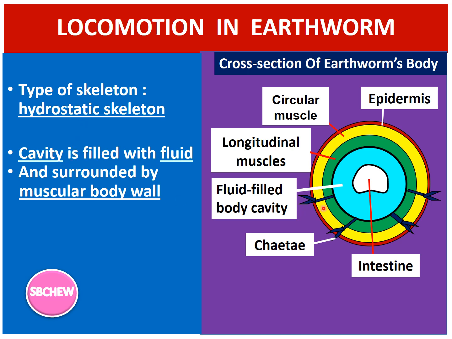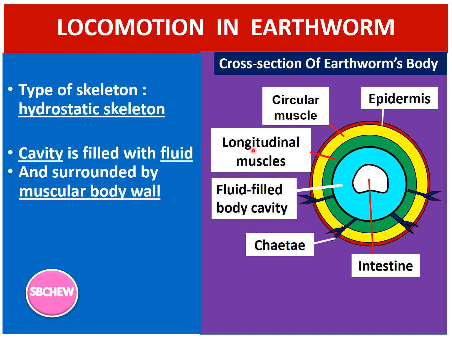Let's have a look at the diagram on the right. This shows the cross-section of the earthworm's body, and the first layer, the outermost layer, is called the epidermis. Beneath that we see the first muscle called the circular muscles. The circular muscles run around the body like this. All along the earthworm's body we have these circular muscles arranged in a circular pattern.